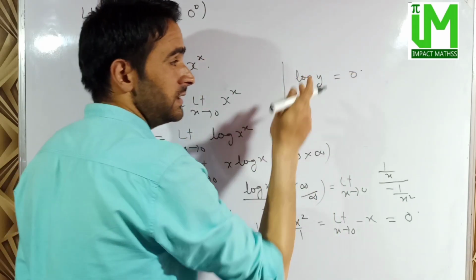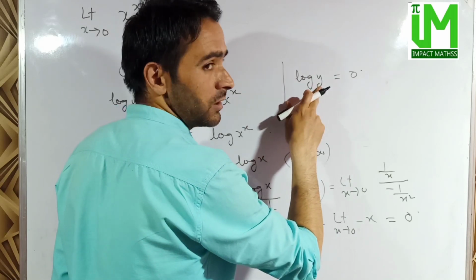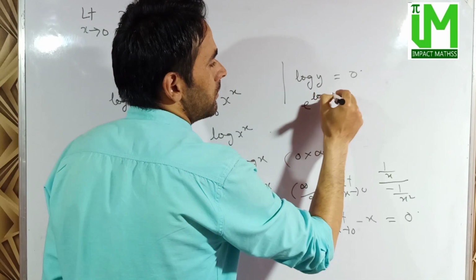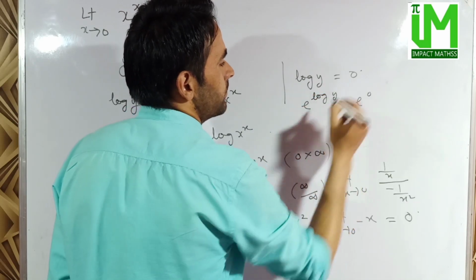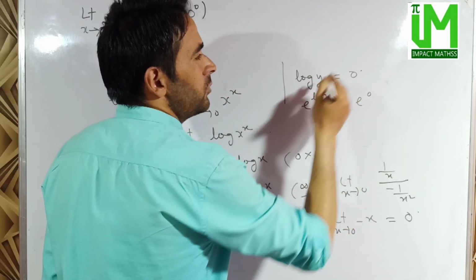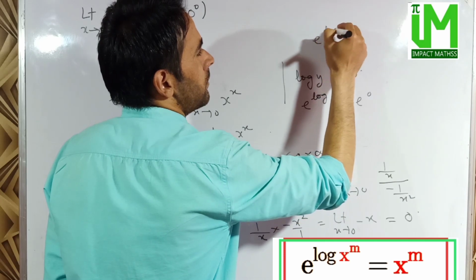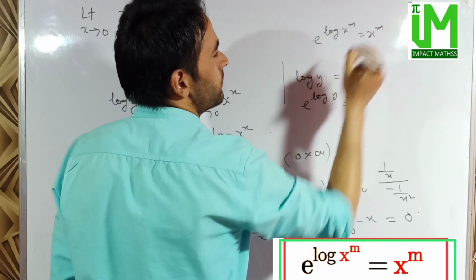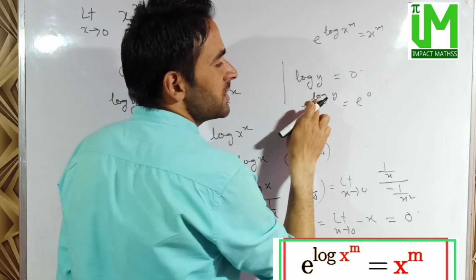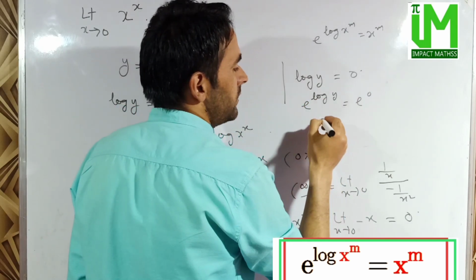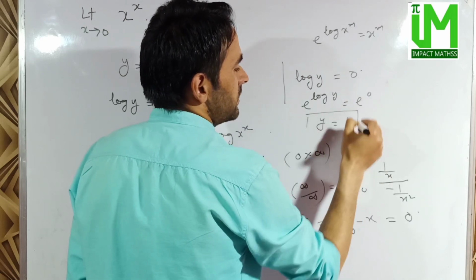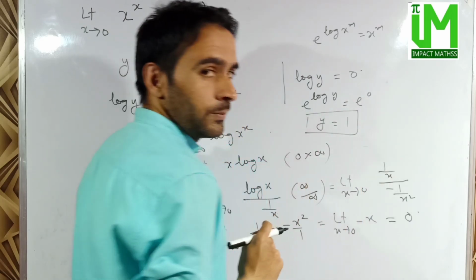So taking e as base in order to cancel out this log, so it will be e raised power log of y is equal to e raised power 0, and we again know e raised power log of x raised to power m is equal to x raised power m. So as such, e raised power log of y will be y only. So e raised power 0 is 1. That means the limiting value is 1.